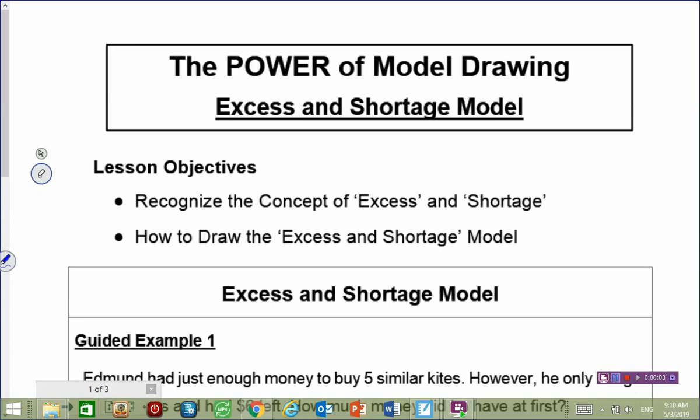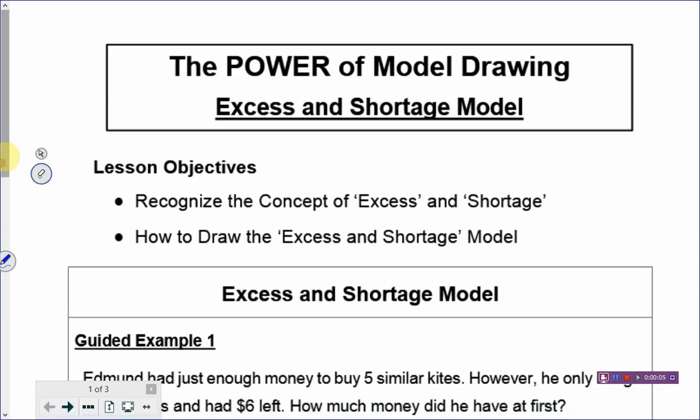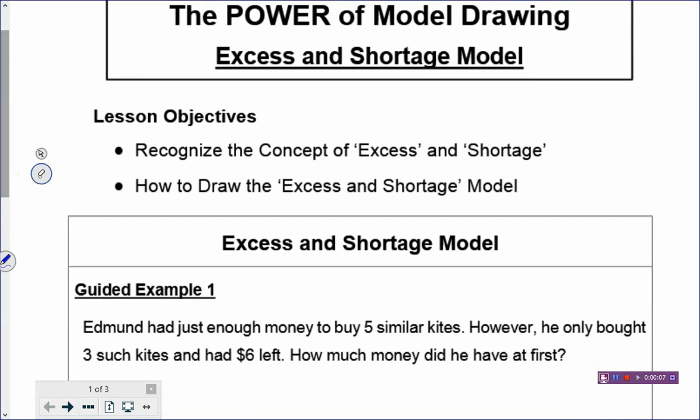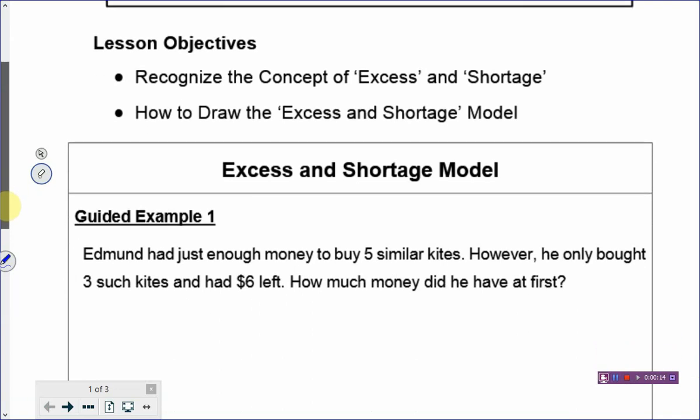Hi, welcome back to the Power of Model Drawing. Today we are going to look at the excess and shortage model. This is a primary 3 model drawing lesson, so it's going to be quite easy. So let's look at how we draw the excess and shortage model.